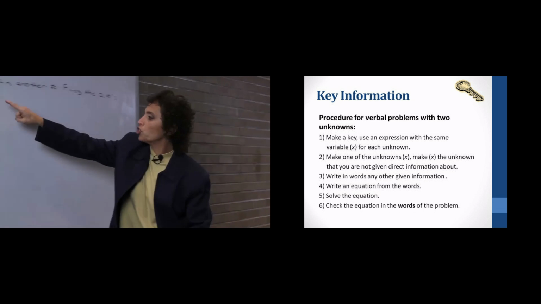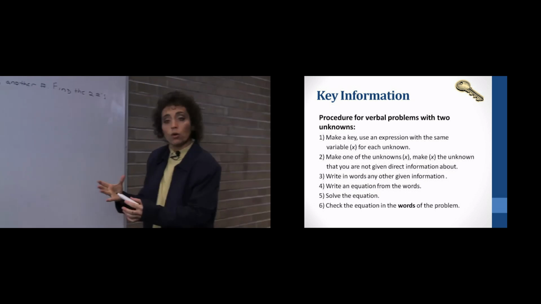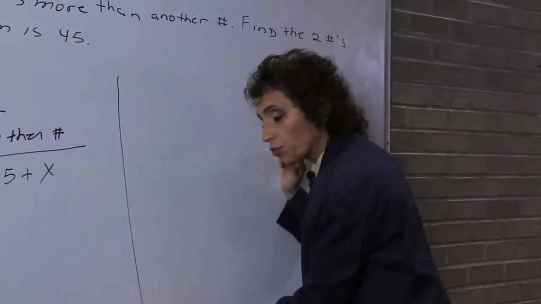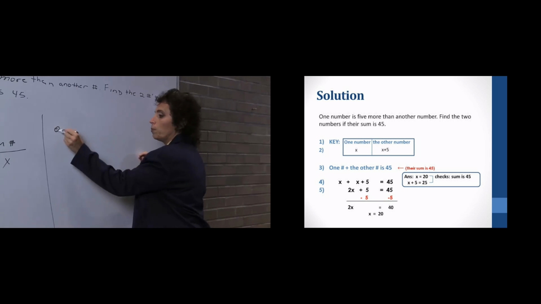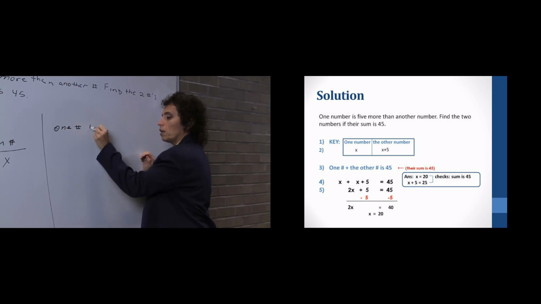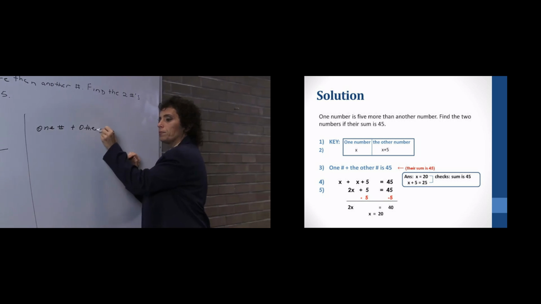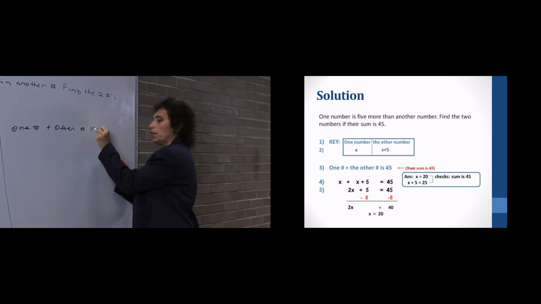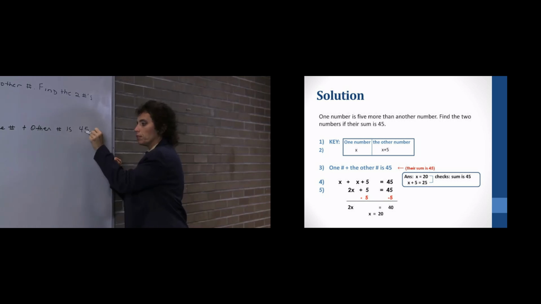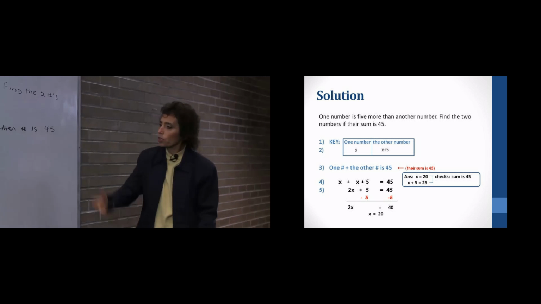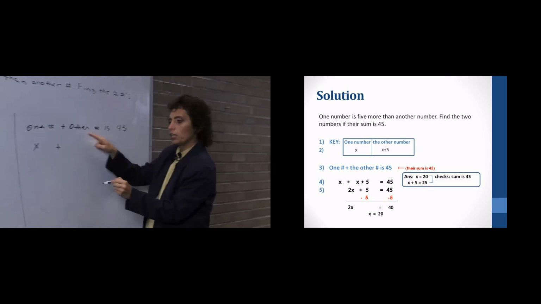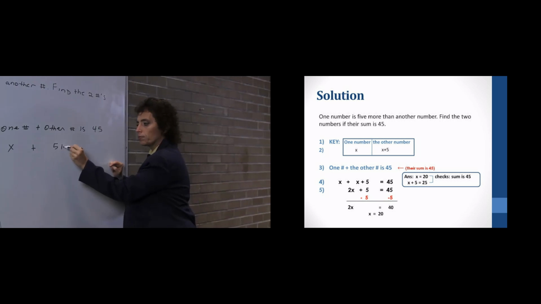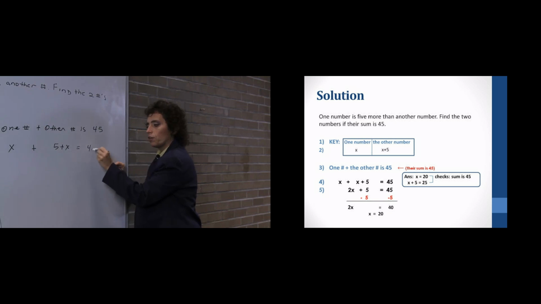It says their sum is 45. Well, what does sum mean? Well, their sum means to add them up. So this is what you know. You know that one number plus the other number is 45. That's what you know. So I just stick in what I know. One number is x, plus the other number is 5 plus x, and that is 45.